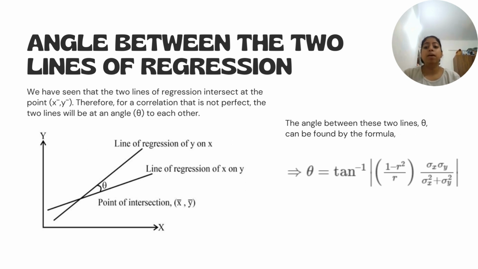Here, sigma x stands for the standard deviation of the values of x from x bar, where x bar is the mean value of x. Sigma y stands for the standard deviation of the values of y from y bar, where y bar is the mean value of y. r is the correlation coefficient.